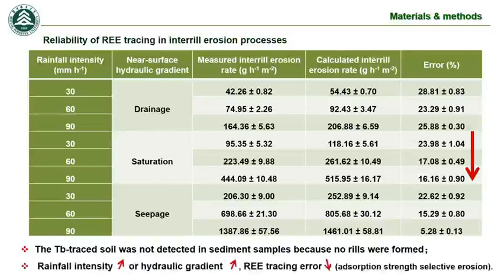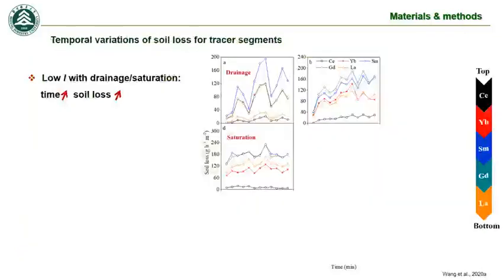We also found that the RE tracing error decreased as the rainfall intensity increased, and the near-surface hydraulic gradients shifted from the drainage to seepage condition. And the average relative error is less than 30%, which is considered acceptable.